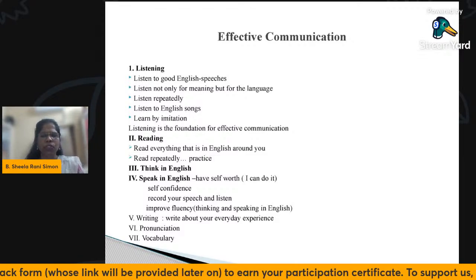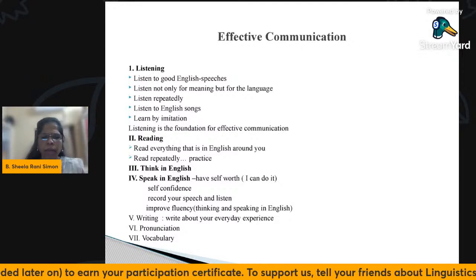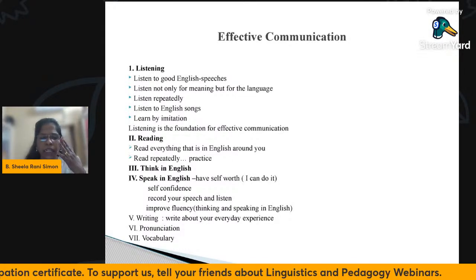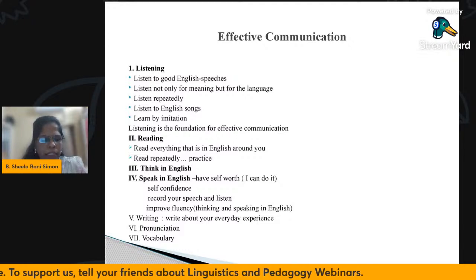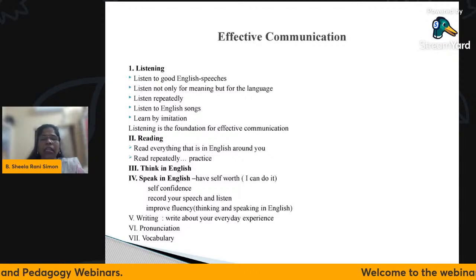I would tell my students this every day. If you can read anything that you come across, even before buying something off the stands, you read the blurb that is there on the back of the book. So you must read and practice and think in English.